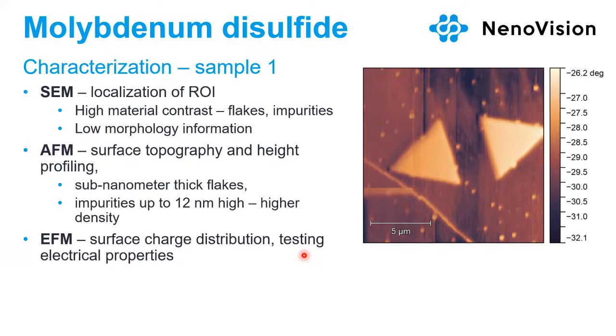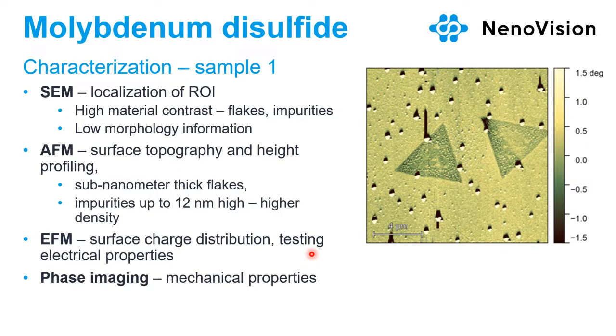At the same time, we can measure surface charge distribution or test electrical properties of the flake, or mechanical properties using phase imaging. It's visible that the flakes are harder than the substrate.